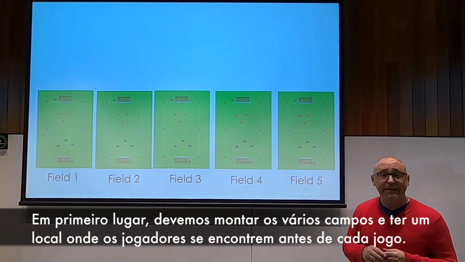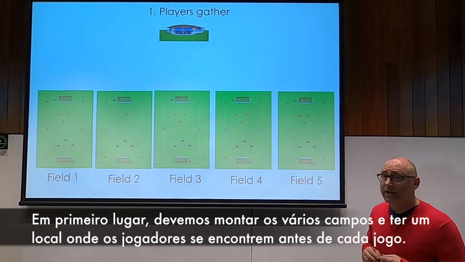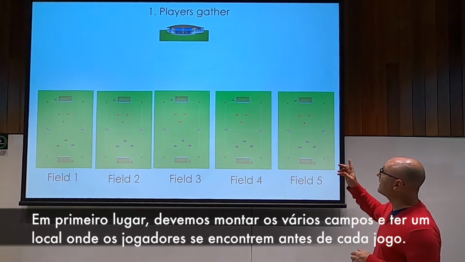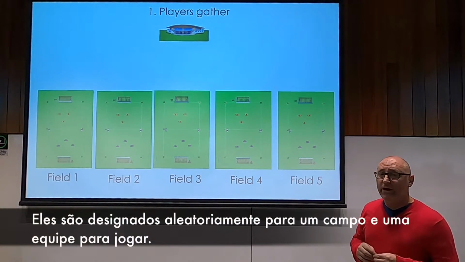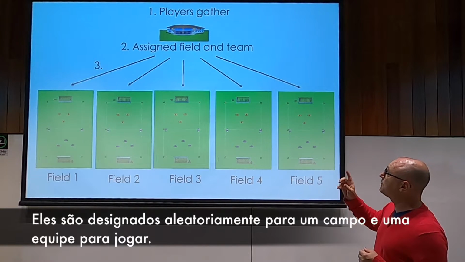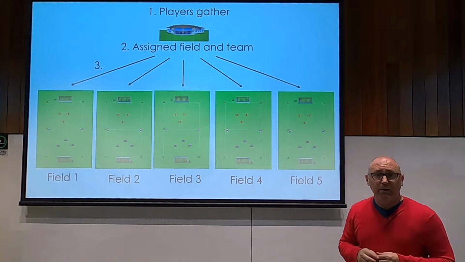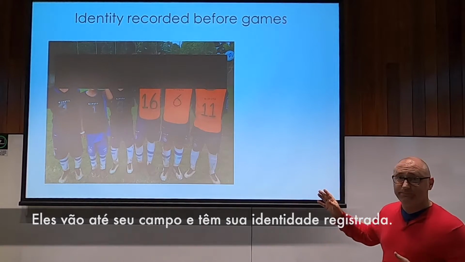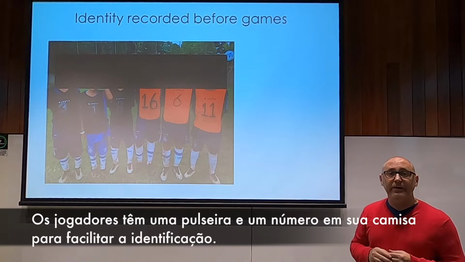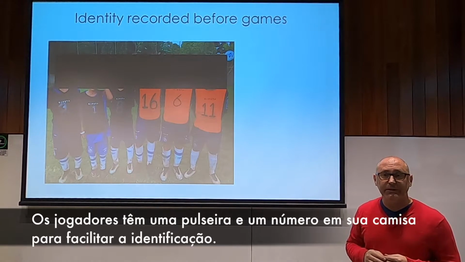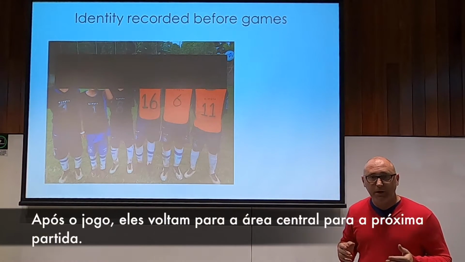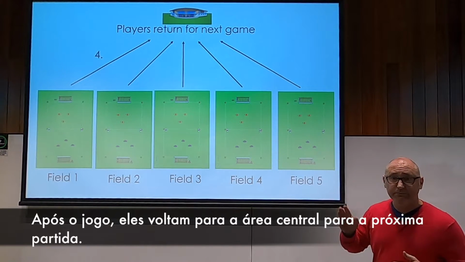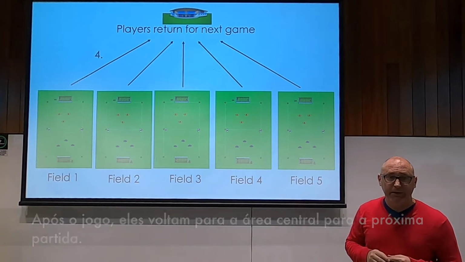First, we must set up the multiple fields and have a location where the players meet before the game. They are assigned at random a field and team to play on. They move to their field and they have their identities recorded. Players have a wristband and a number on their shirt to make identification easy. After their game, they return to the central area for next game setup.